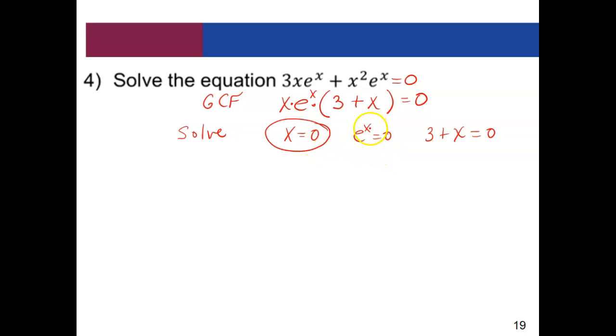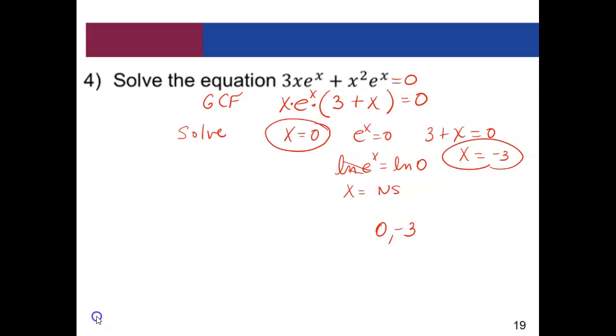Here we need to actually solve for x, which means we'll take the natural log of both sides. We can't take the natural log of 0. We can only take the log of positive numbers, so we get no solution for this part. And then this is going to be -3. So our answers here are going to be 0 and -3.